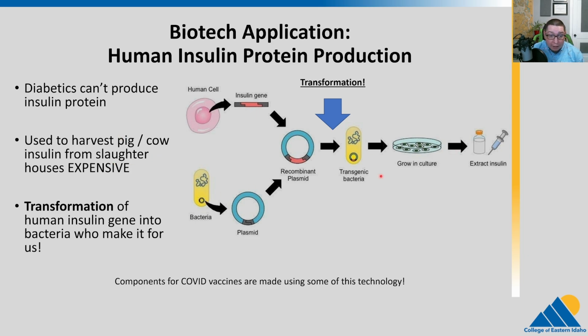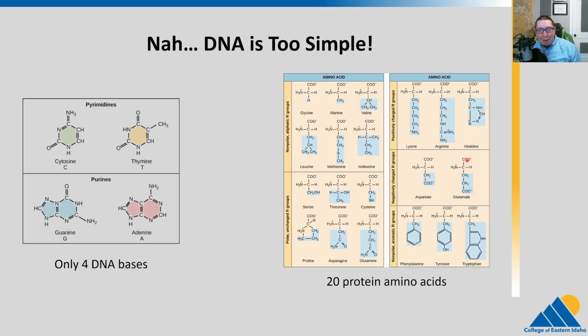You can make anything this way. Components for COVID vaccines are made this way. All kinds of stuff made this way. So this process of transformation, very important for just studying proteins in general, but also making proteins that we can use. Okay, back to my story about DNA.